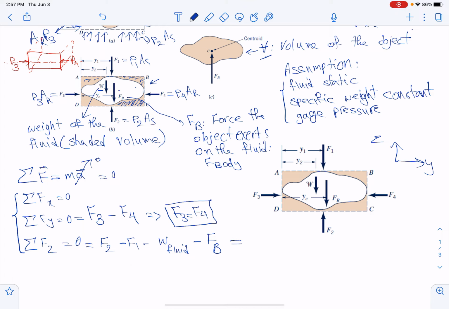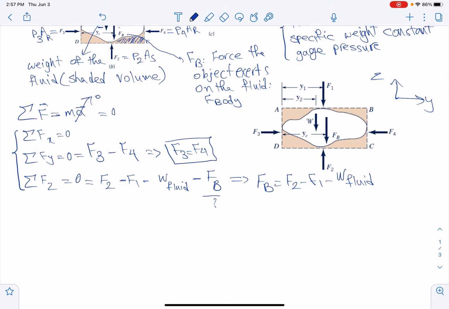And if we are trying to find FB, let's solve it for FB. I'm going to simplify it: F2 minus F1 and minus the weight of the fluid, right? So let's elaborate what F2 and F1 are and what the weight of the fluid is. Let me just number all the equations that we need.